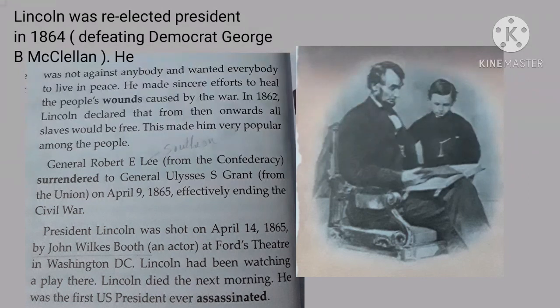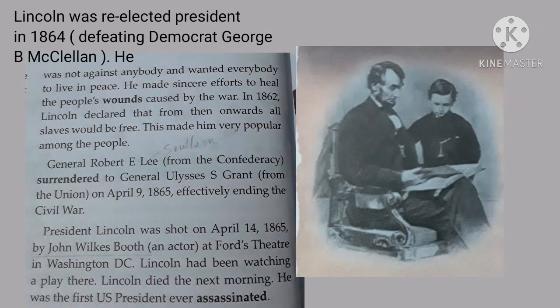General Robert E. Lee from the Confederacy surrendered to General Ulysses S. Grant from the Union on April 9, 1865, effectively ending the Civil War.